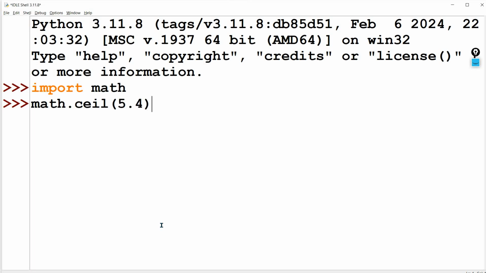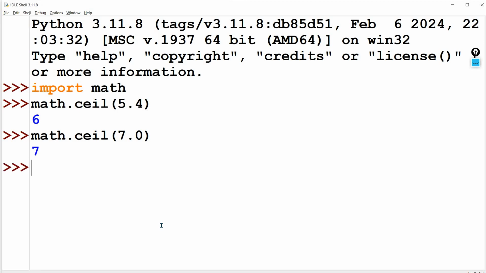This will give the next biggest number. So what is the next biggest number after 5.4? It is 6. Correct. Ceil means you should remember that it is ceilings. Ceiling means high, upper, so greater. So your output will be 6. Again, if I am giving math dot ceil of 7.0, what will be the answer? When it is 7.0, the output will be 7 only.